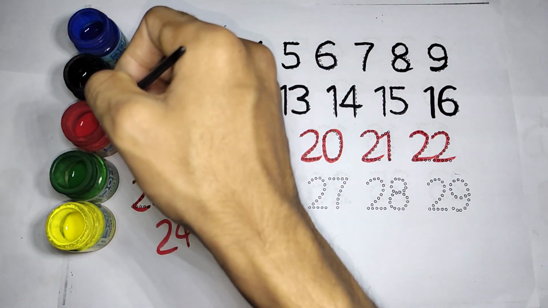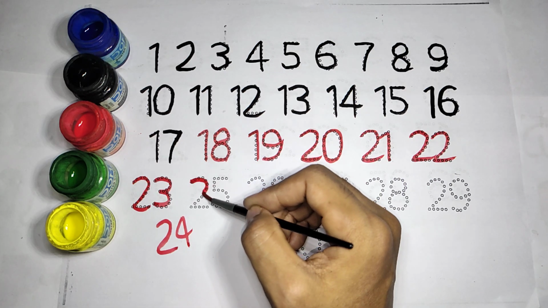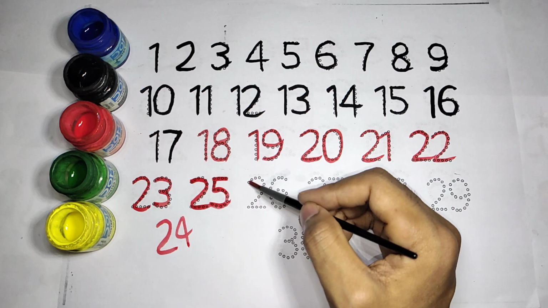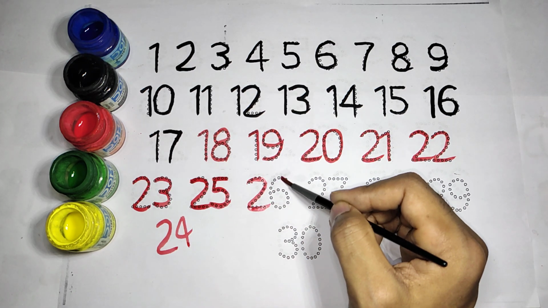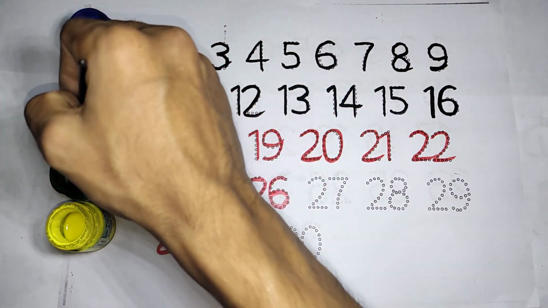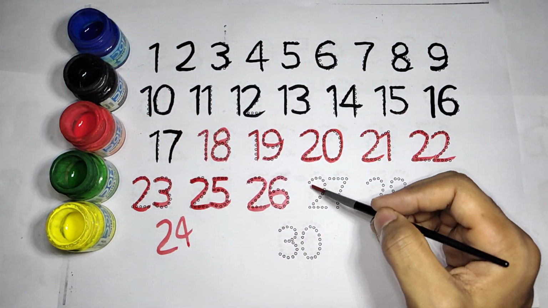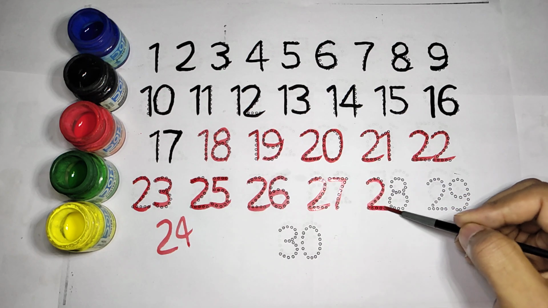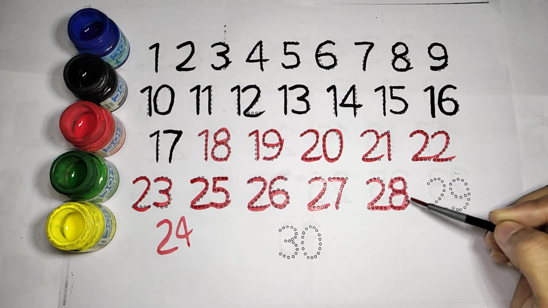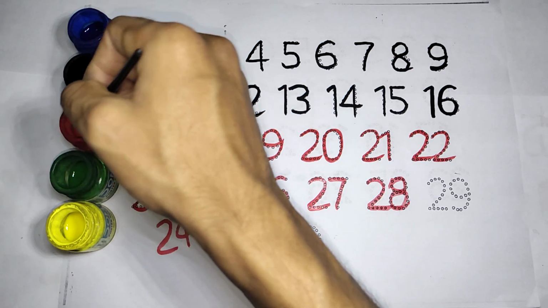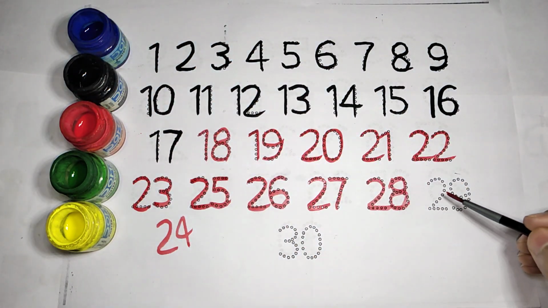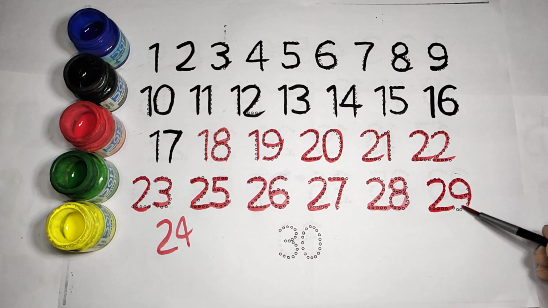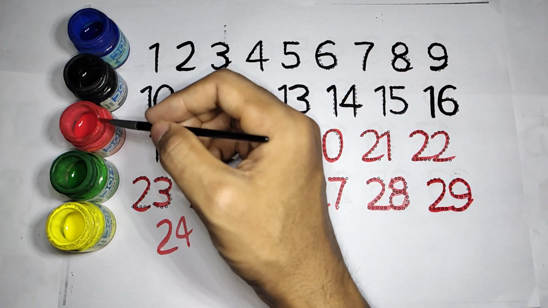The next one is 25. Kids, now we draw 26. And the next one is 27. Now we draw 28. And the next one is 29. We again use the color of red. The last one is 30.